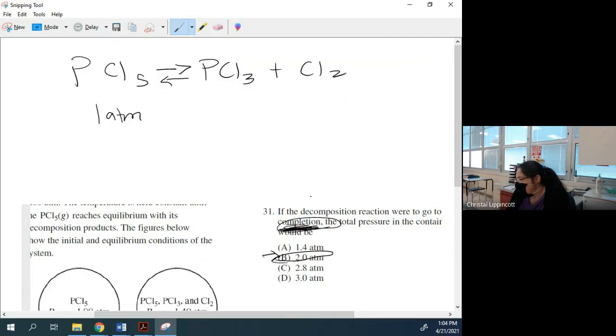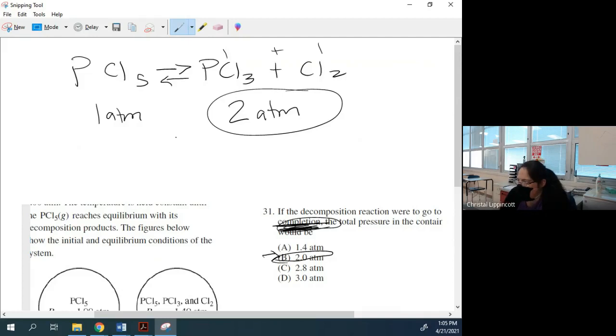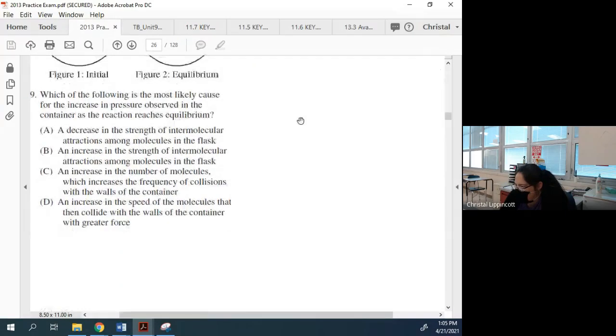They're saying to completion. So all of this goes over here. So this is 1 mole of material, and that's 1 atm. How many moles of material will we have over here? 2. So this would be 2 atm. 1 atm here plus 1 atm here equals 2 atm. Got it? They're a little sneaky. All right, next one.